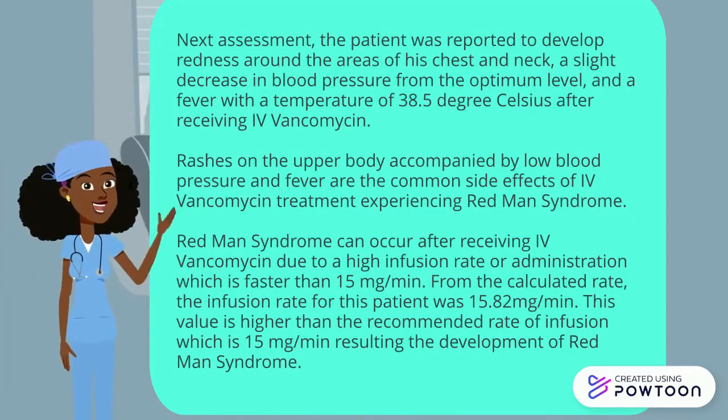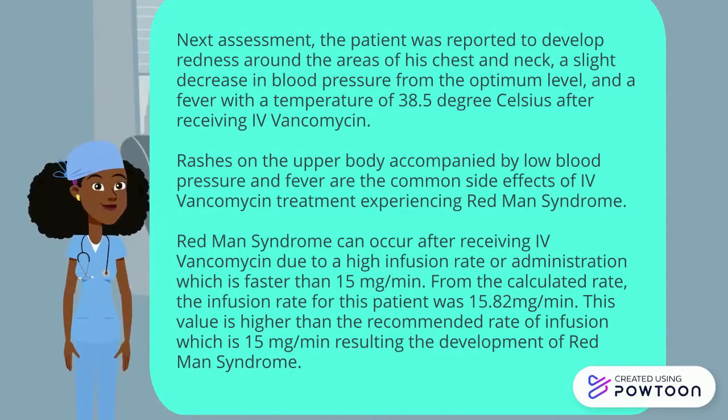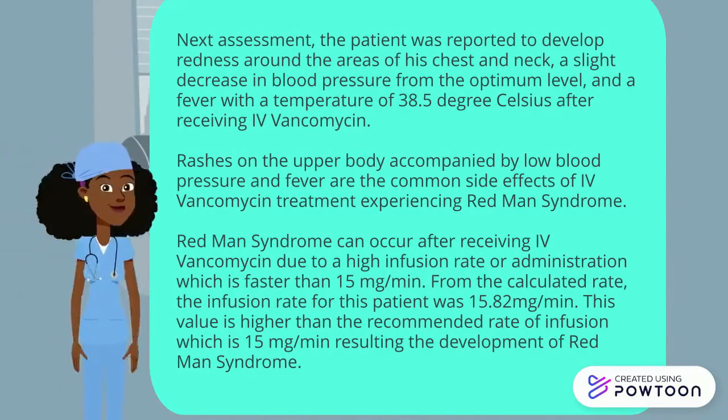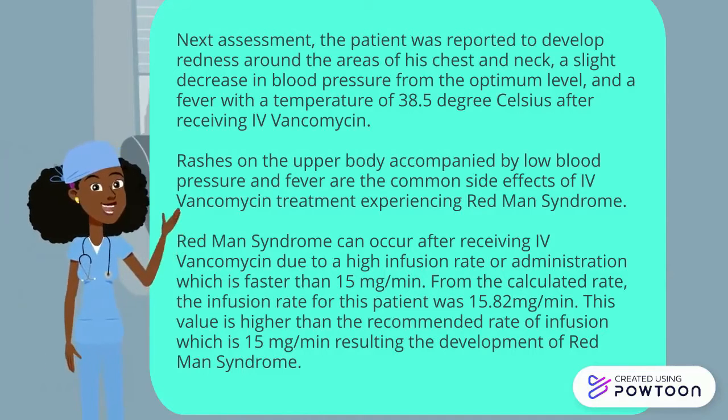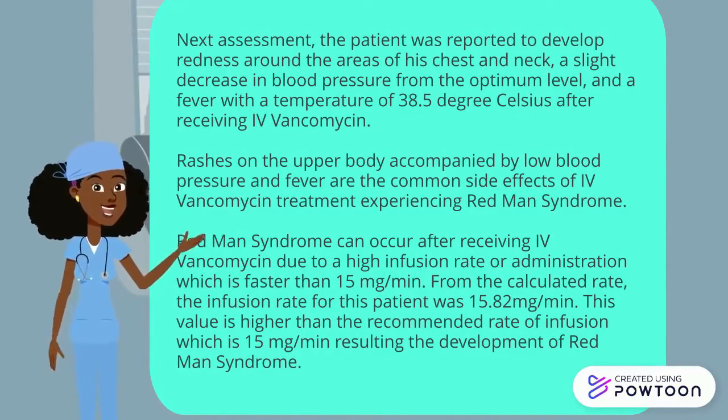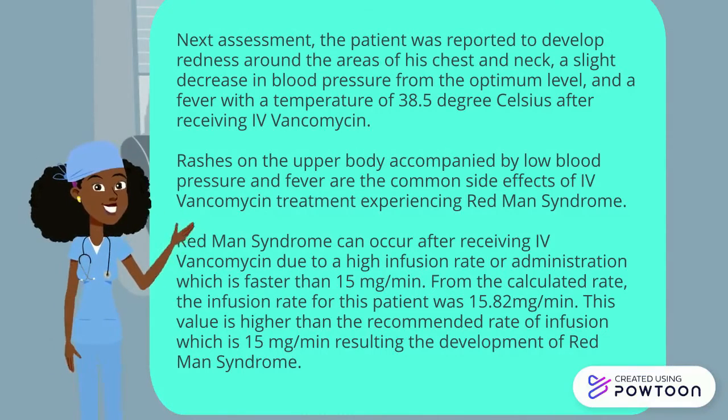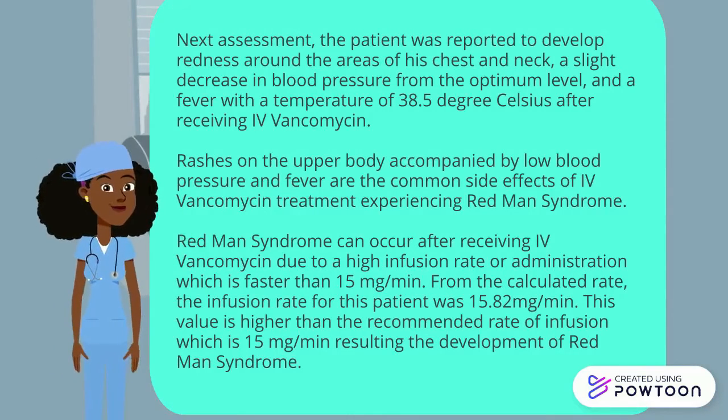Next assessment is the patient was reported to develop redness around the areas of his chest and neck with a slight decrease in blood pressure from the optimal level and a fever with a temperature of 38.5 degrees Celsius after receiving an IV vancomycin treatment. Rashes on the upper body accompanied by low blood pressure and fever are the common side effects of IV vancomycin treatment, in which this indicates that patient is experiencing a red man syndrome.